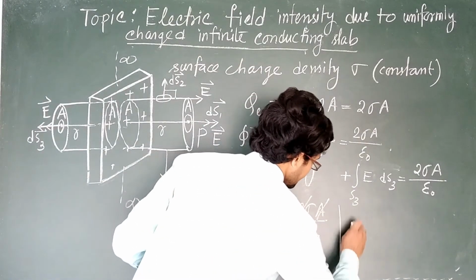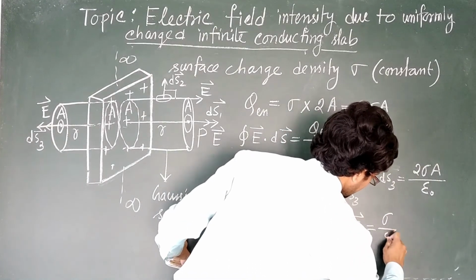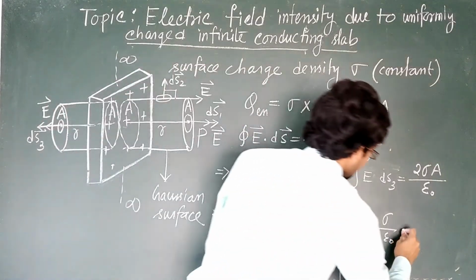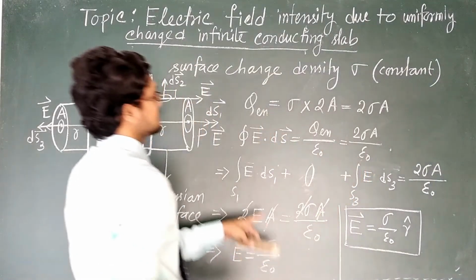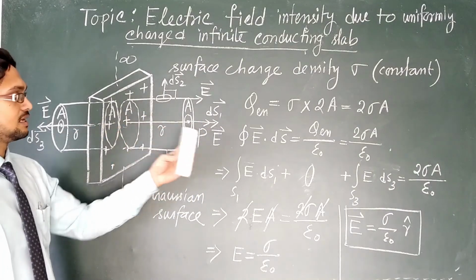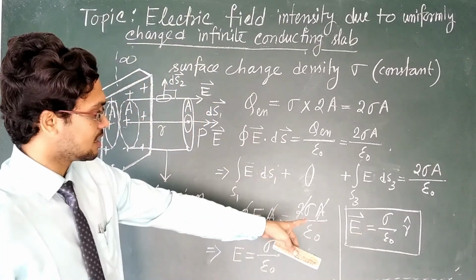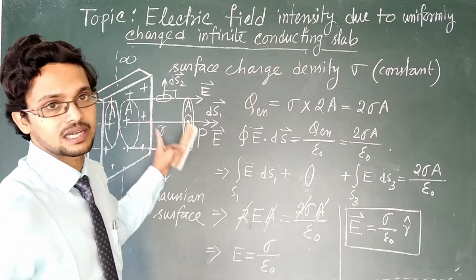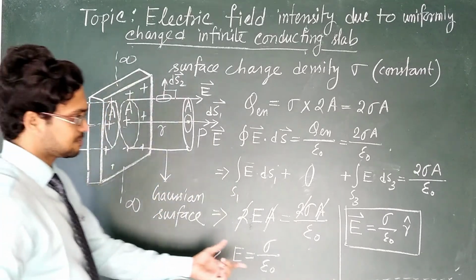So it will be what? E vector equal to sigma by epsilon 0 and in which direction? R cap. If it is a positively charged conducting slab, then it will go along the positive r cap direction. If it is negative, then it will go along the negative r cap direction. So this is the proper expression of electric field intensity at any point which is at perpendicular distance r from this conducting slab.